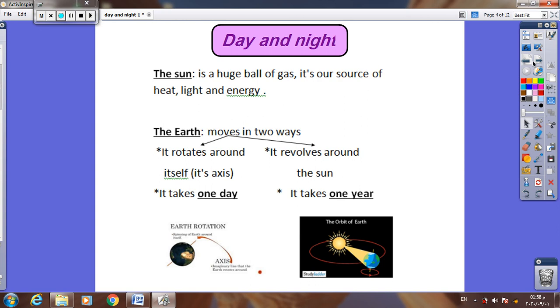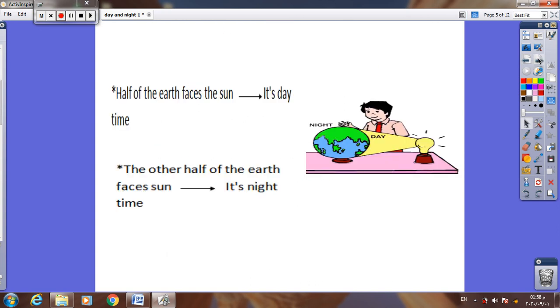Primary 2. In our day, we have day and night. Do you know why? Look at this figure. For example, we have here the Earth and the Sun. The half of the Earth that faces the Sun is in daytime, while the other half is in night time.